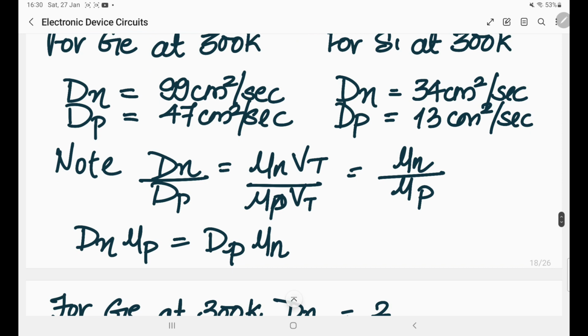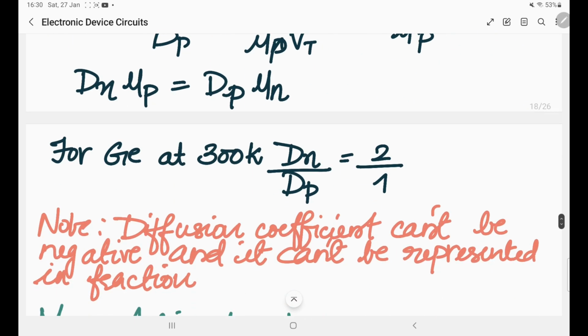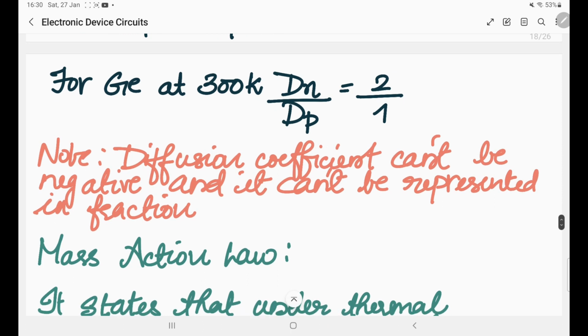And note Dn by Dp: you know that Dn is equal to mu n into Vt, and Dp is equal to mu p into Vt. Just by dividing them, the Vt terms get cancelled out, and you get Dn by Dp is equal to mu n by mu p. Just cross multiply, you will get Dn into mu p is equal to Dp into mu n. Diffusion coefficient can't be negative, and it can't be represented as a fraction. That is the most important thing you have to note while doing problems.